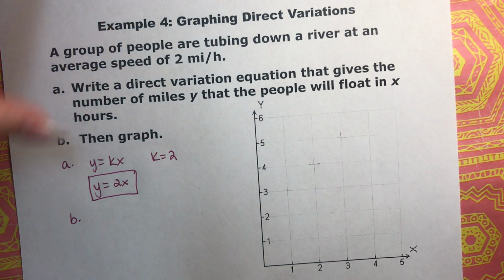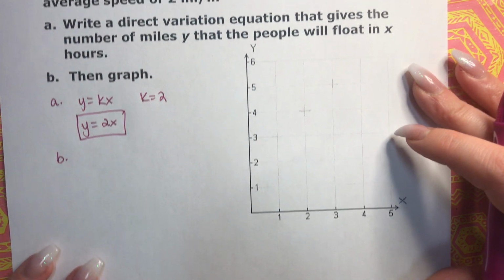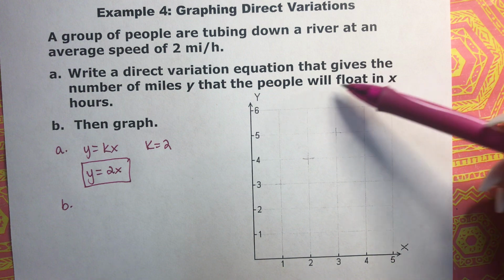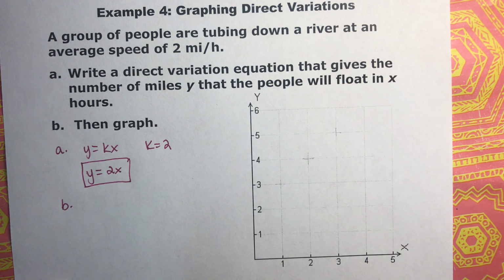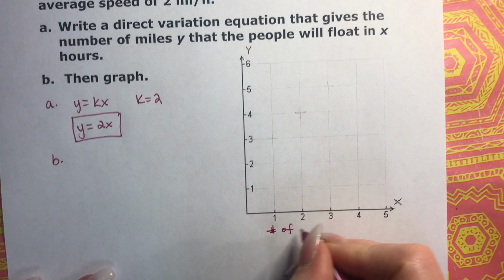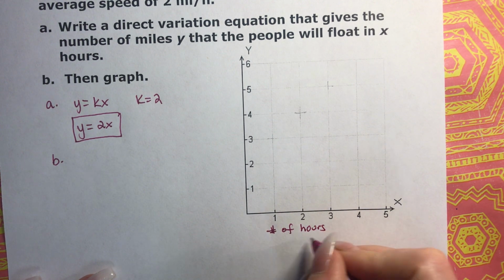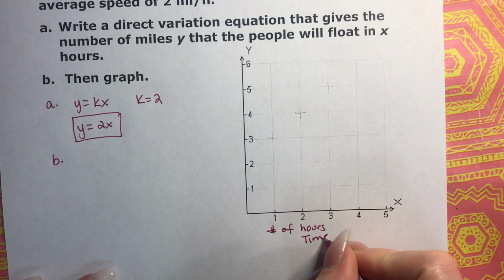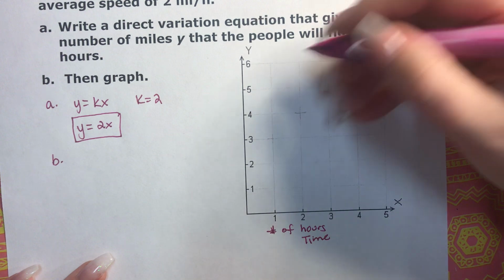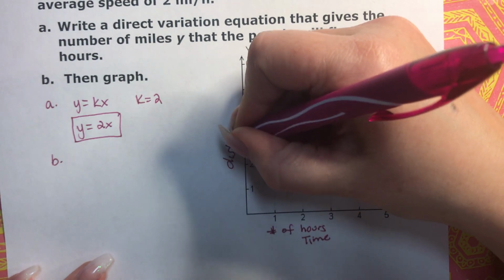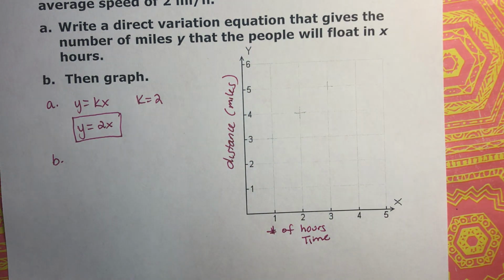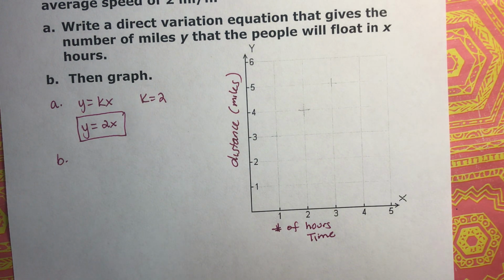So to graph, what we want to do is label these x and y axes, and it really tells you what x is. What does it say? Float in x hours. So that means this x-axis is the number of hours, or time in hours. You know, that's what they would say, time in hours. And then this is the number of miles, so we could say distance in miles. Okay, and then we're just going to go ahead and graph this.